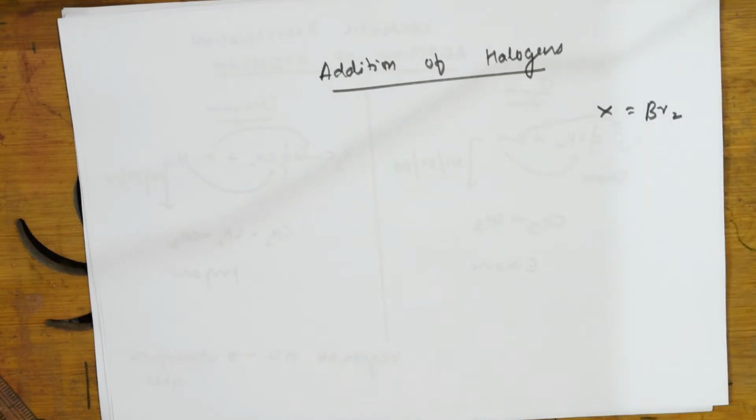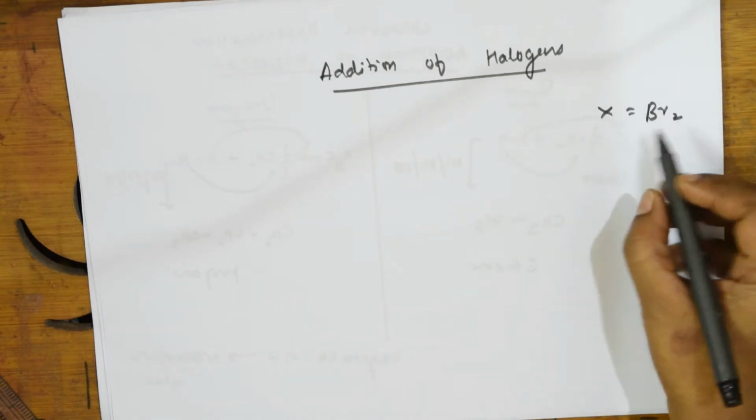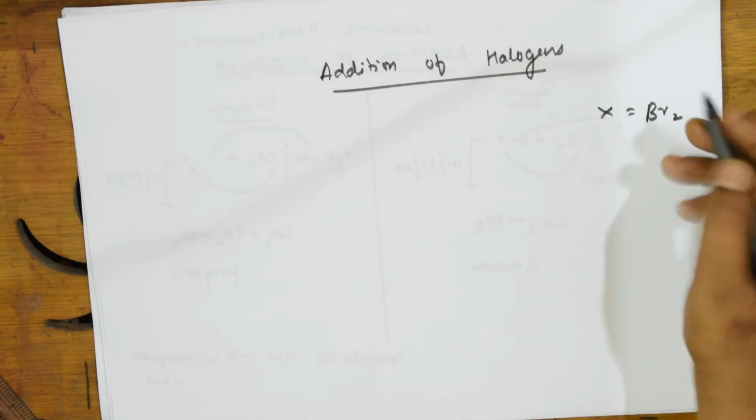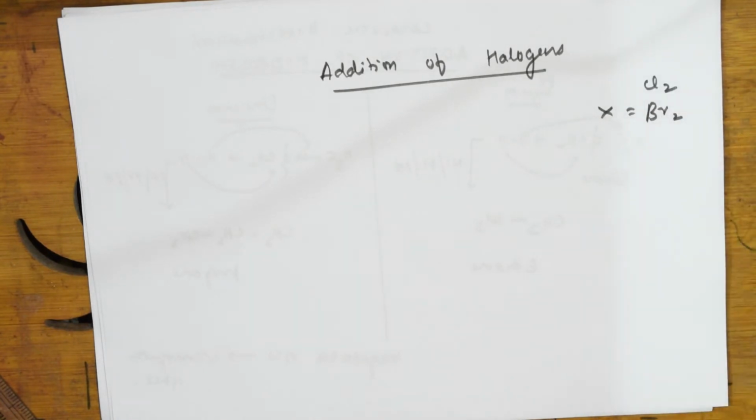Done. So you can also add chlorine. Fluorine, okay, is not possible because it is highly reactive. So you can add chlorine also, chlorine, bromine, right? So now, suppose I take both, let us again divide the page into 2 equal halves.